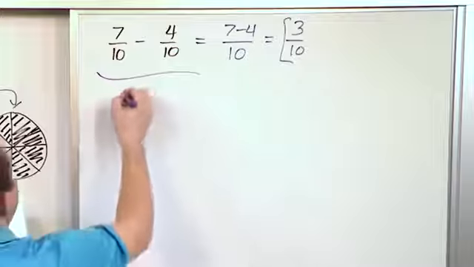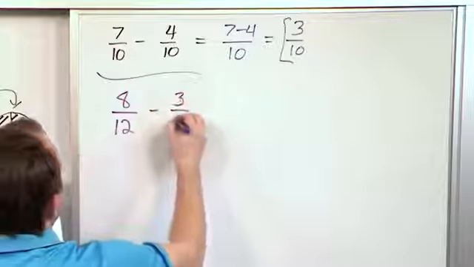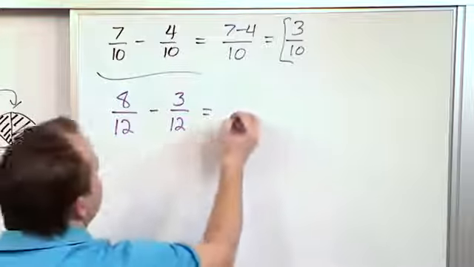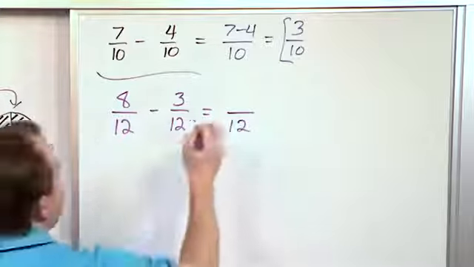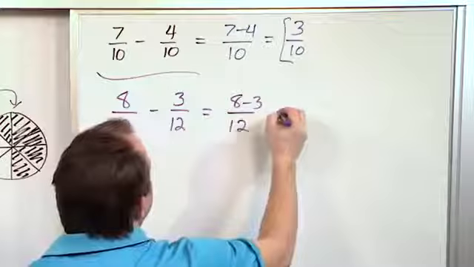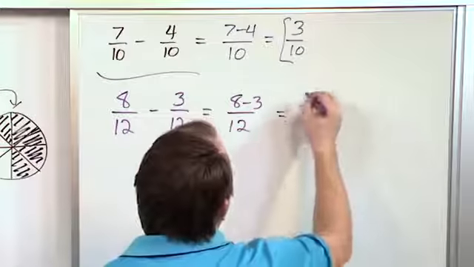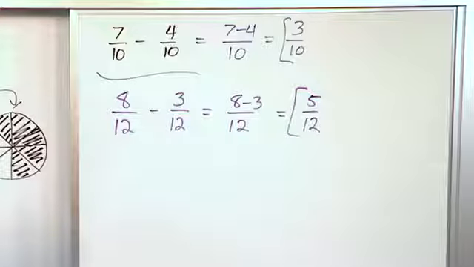Here's the last problem. 8 out of 12 pieces of pizza minus 3 out of 12 pieces of pizza. What do we do? We check first for the denominator, which is a 12. So it's already a common denominator. And then in the top, it's 8 minus 3. And 8 minus 3, of course, is 5/12. Cannot divide top and bottom by anything to make that any simpler. So 5/12 is the answer.